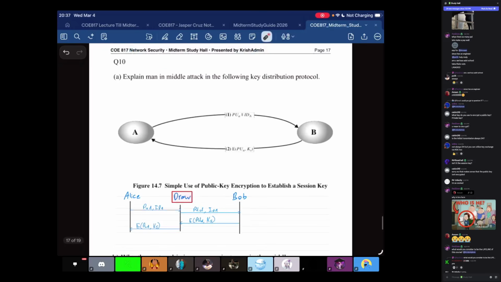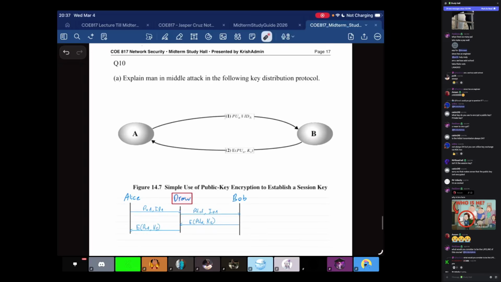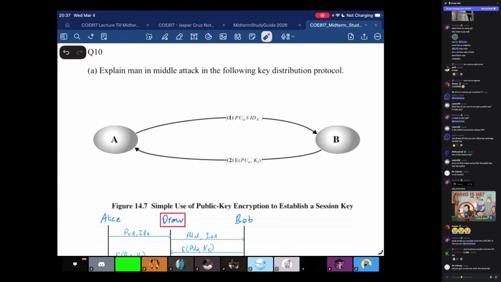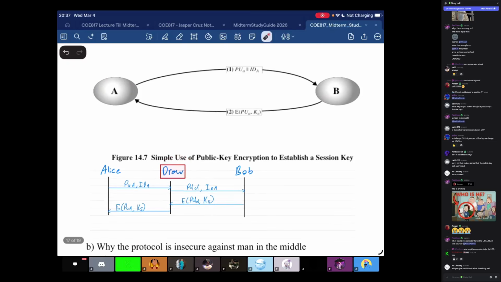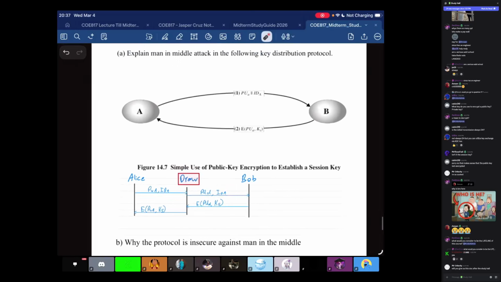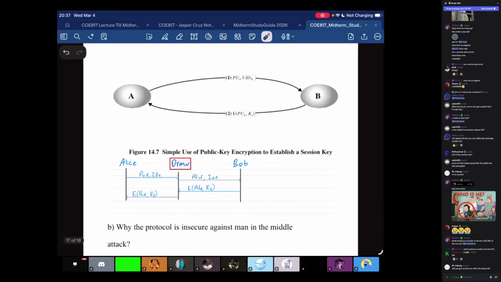So in a way, I think this is the next question: why is the protocol insecure against man in the middle? Before answering that, to prevent something like this from happening in the first place, what could have been done is that instead of sending the key right away, it could have sent over an encrypted message with B's public key. Even if Drew got that, any message that is meant for B wouldn't be interfered with.